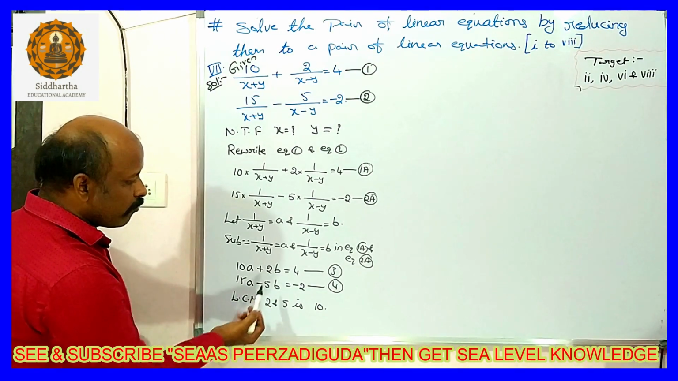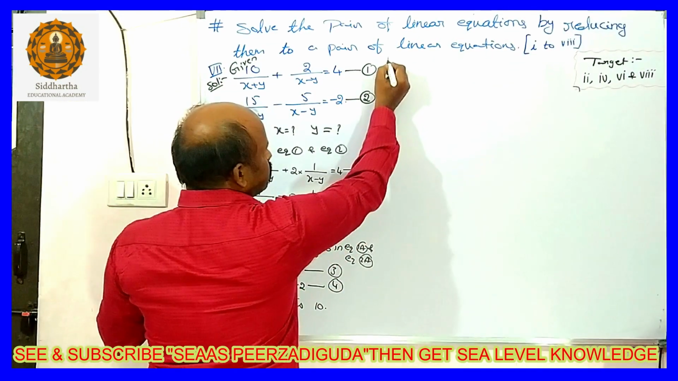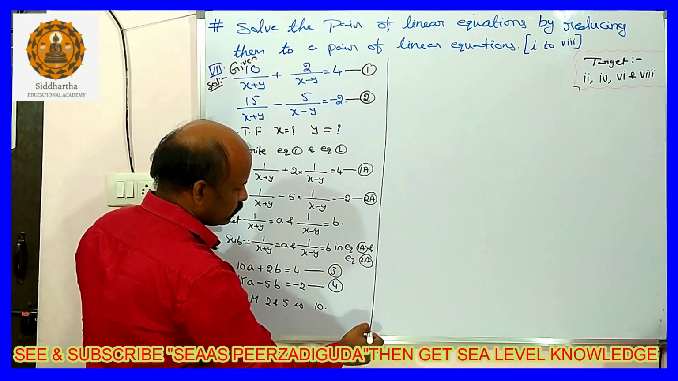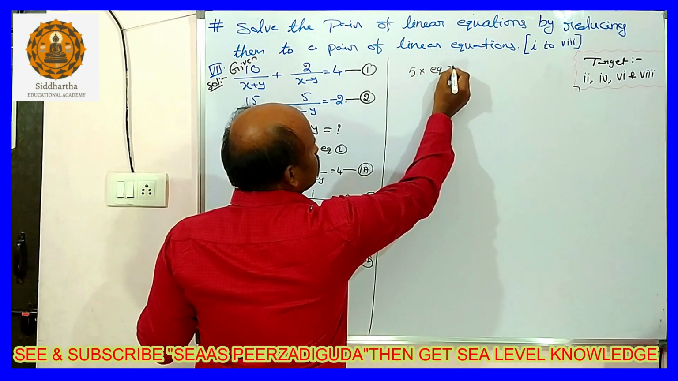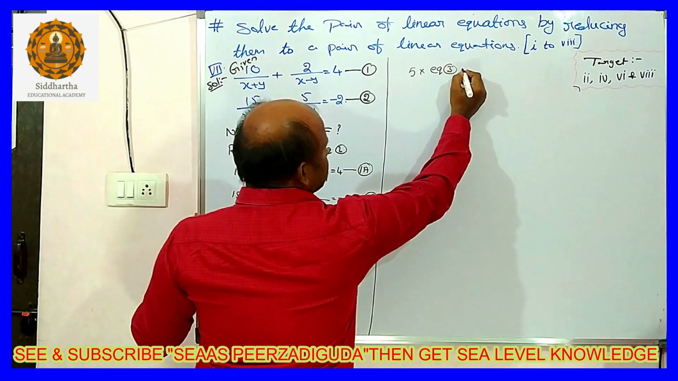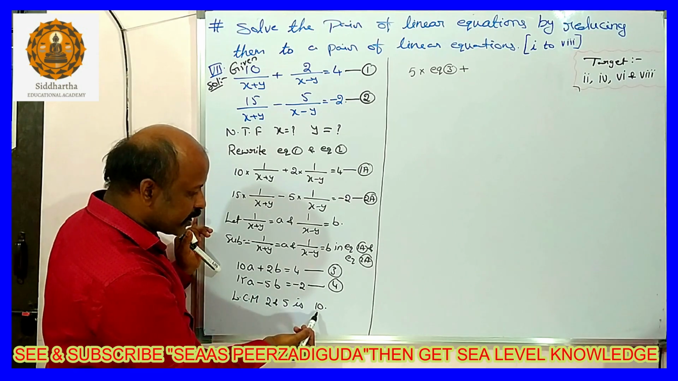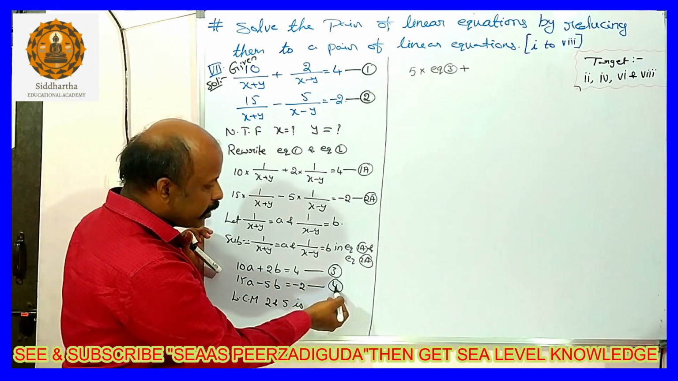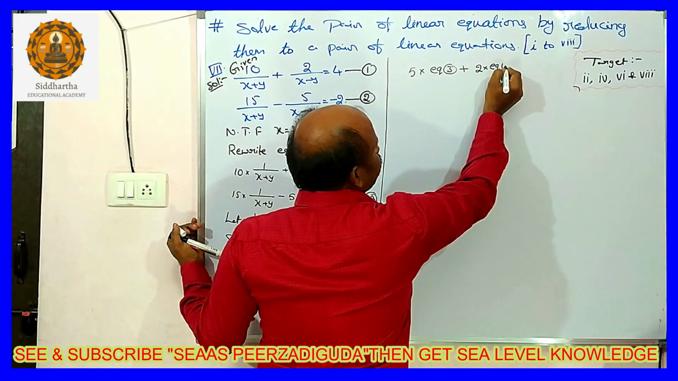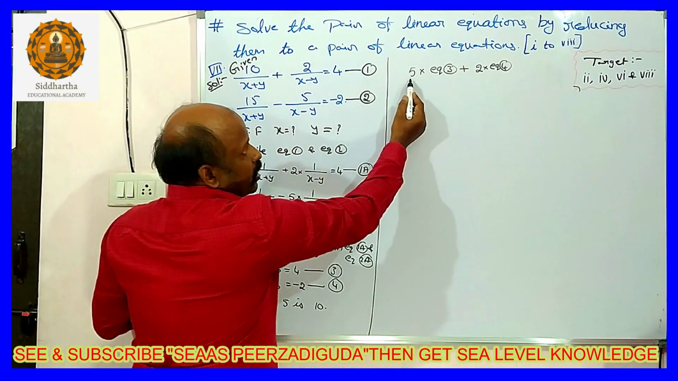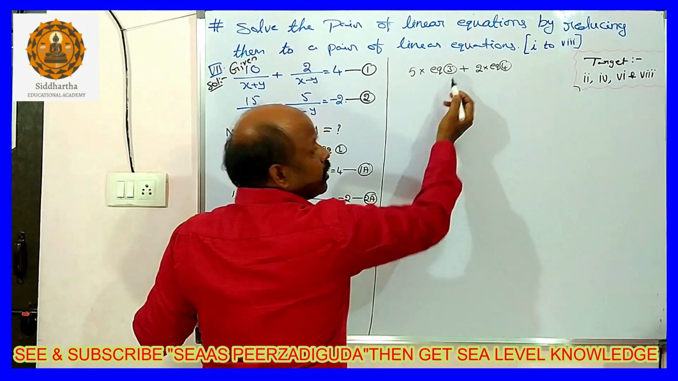So for getting 10, what do we have to multiply with 2? 5. That means, once you observe, 5 into equation number 3. Here I said adding. So what should we multiply with 5 to get 10? 2 we have to multiply. 2 into equation number 4. Now you observe, 5 into equation number 3 and 2 into equation number 4. Those two, what am I doing? Adding.